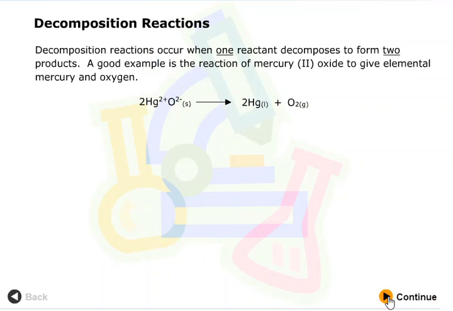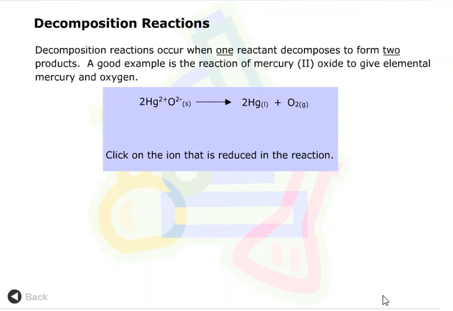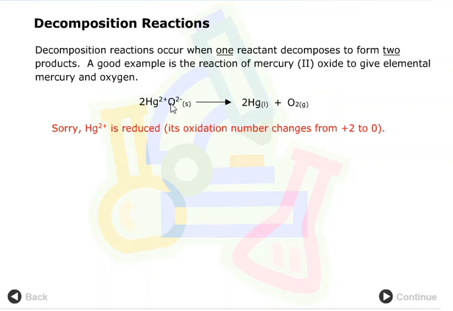So, what is a decomposition reaction? A decomposition reaction occurs when one reactant decomposes to form two products. A good example is the reaction of mercury oxide to give elemental mercury and oxygen. This is mercury oxide. When it is decomposed, it gives mercury and oxygen molecules. Which is reduced?